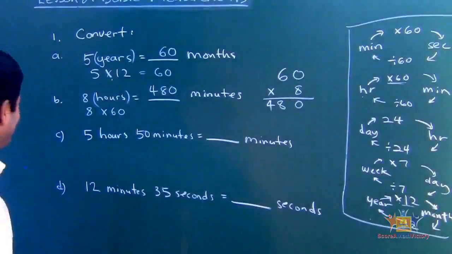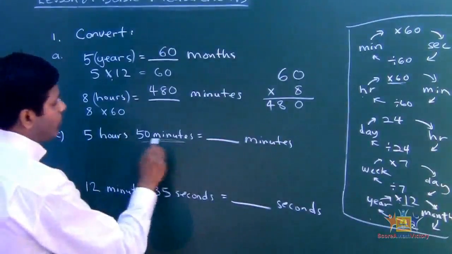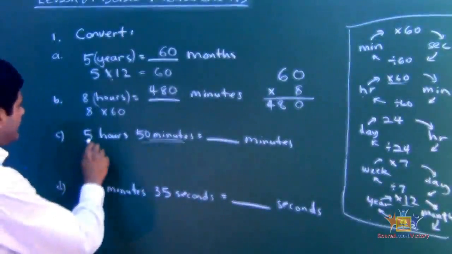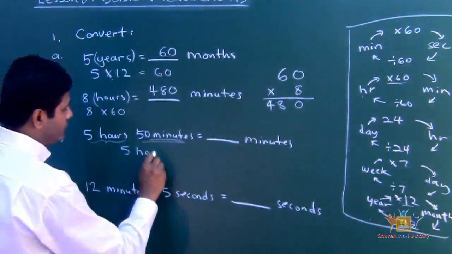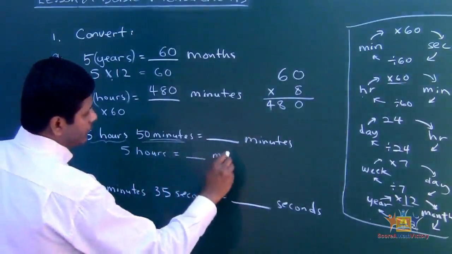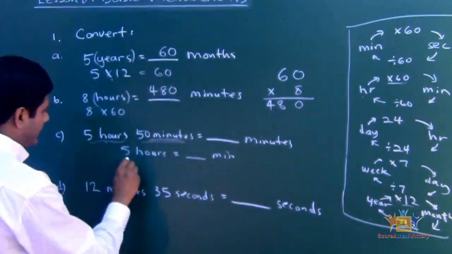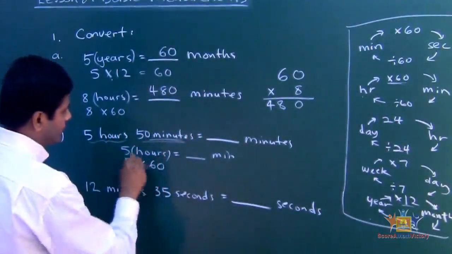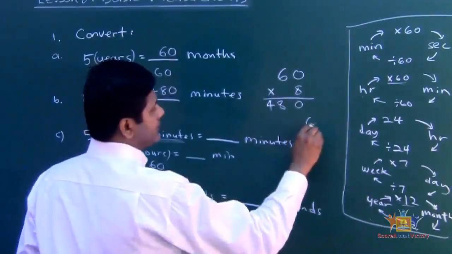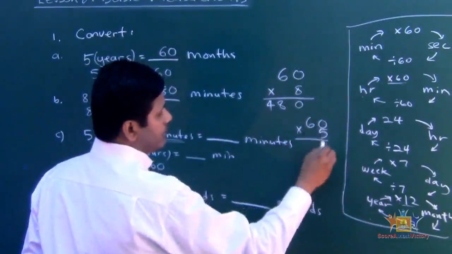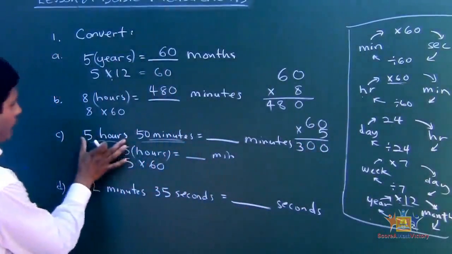Okay, good. Now let's look at the next one. You got 5 hours 50 minutes, and they want everything to be in minutes, and this part is already in minutes. See that? Only the hours is the one I'm going to convert into minutes. So we want to find out what 5 hours equals in minutes. We're going from hours to minutes, so I'm going to multiply by 60. So 5 times 60 is what? Let's use the long multiplication method. 60, line it up with 5. 5 times 0 is 0. 5 times 6 is 30.